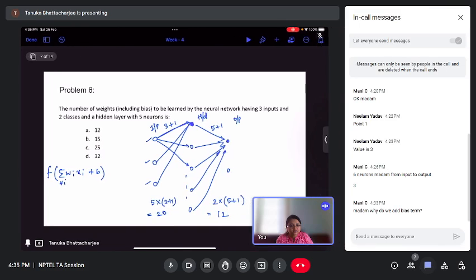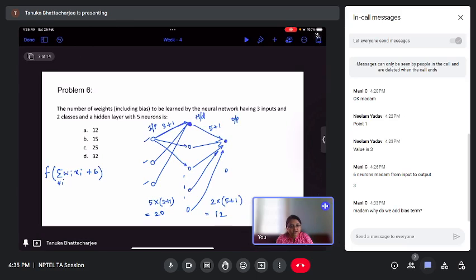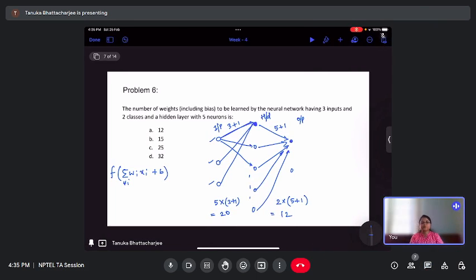I had a question here, madam, why do we add the bias term? So basically the weight vector that you are giving, that, how should I say this?